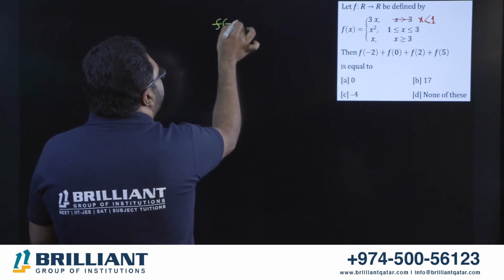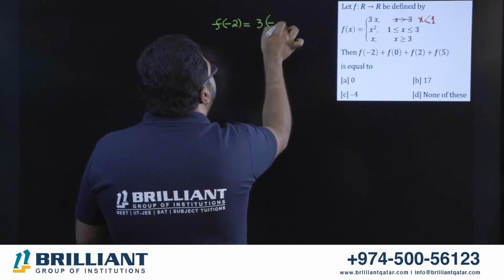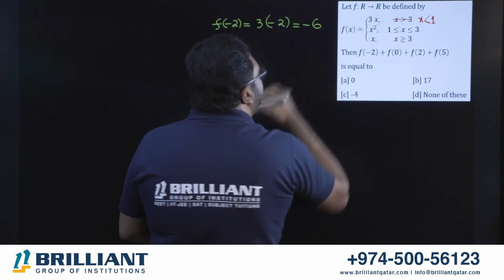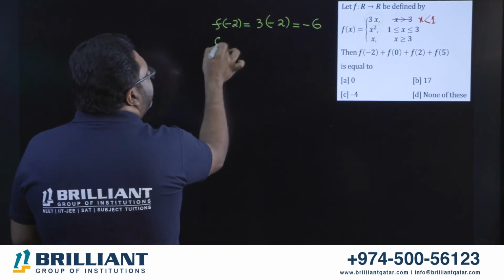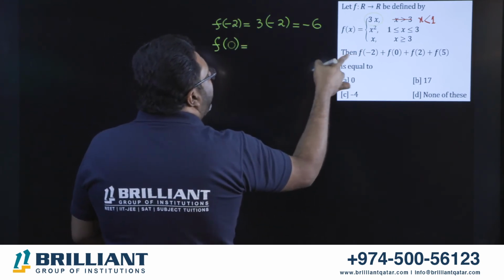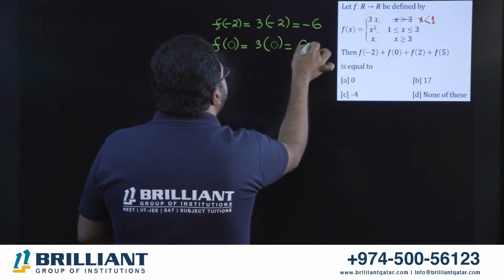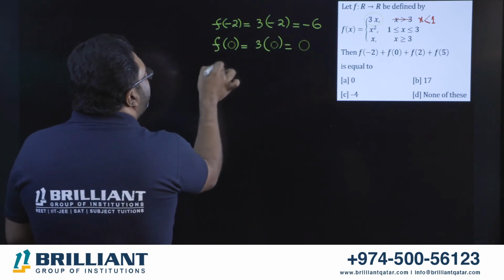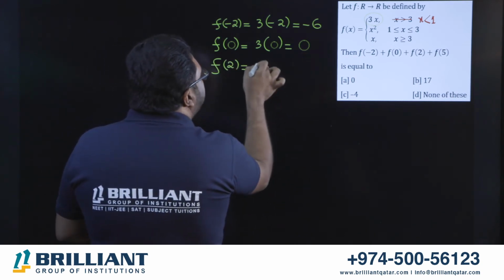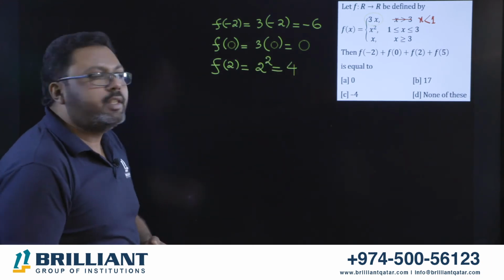Now what is f of minus 2 going to be? f of minus 2 is a value which is less than 1, so it's going to be 3 into minus 2, that is equal to minus 6. Next, f of 0. f of 0 is a value which is less than 1, so 3 into 0 is again 0. Then f of 2. f of 2 is a number between 1 and 3, so it's going to become 2 squared, which is equal to 4.